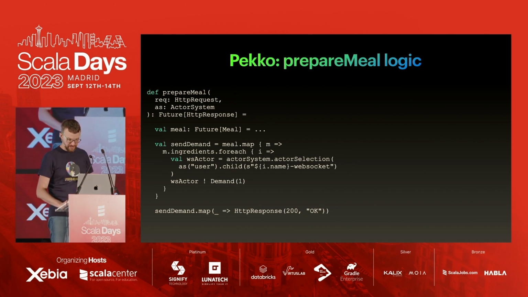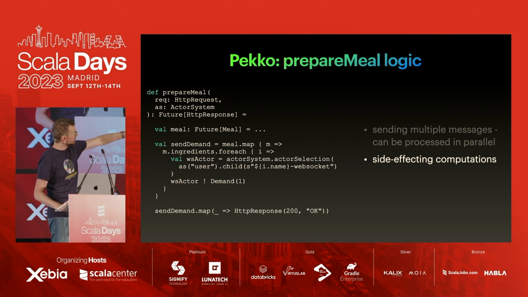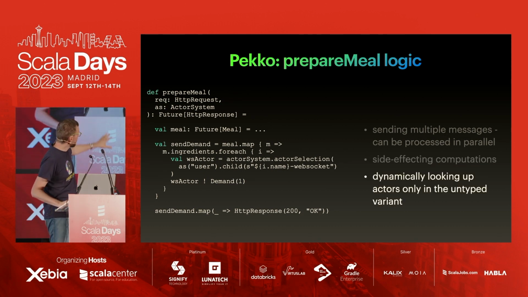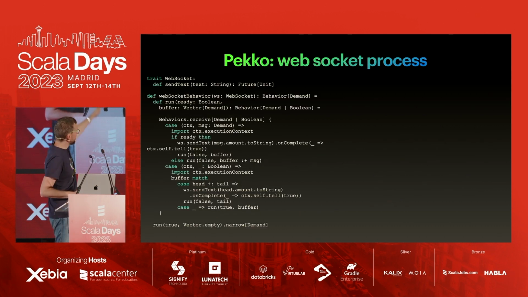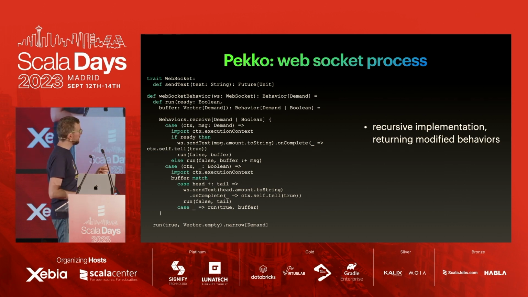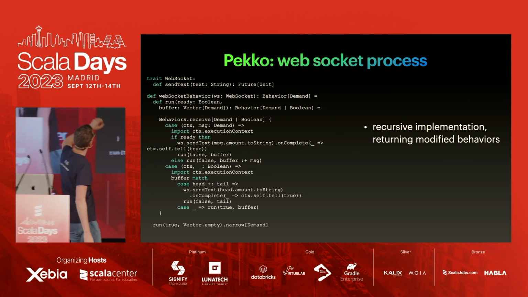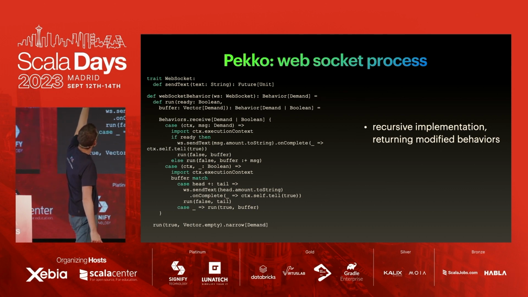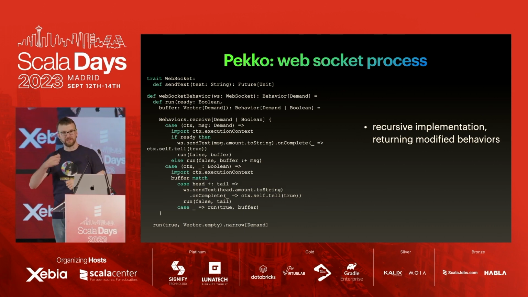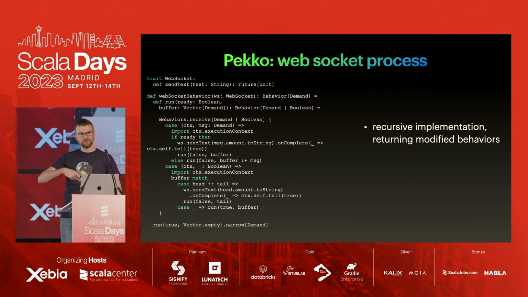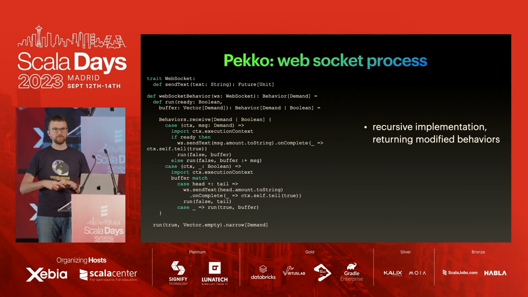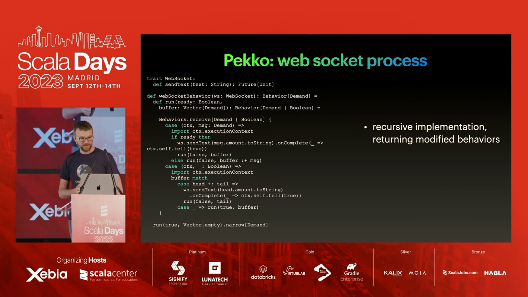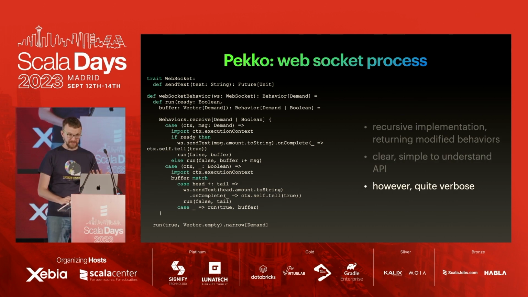So now let's look at how you can implement the actor. I mentioned that sending multiple messages is effectively processing things in parallel. Again, the implementation is quite long, so let's not inspect it in detail, just a high-level overview. We've got a recursive implementation which returns modified behaviors. If you just notice at the beginning, we describe the behavior of an actor as an immutable value by doing Behaviors.receive. And if you want to write a typed actor, you just take the Behaviors class and press the dot and see what autocomplete gives you. It's usually quite intuitive in seeing what needs to be done. So the API is really nice, but it's quite verbose.